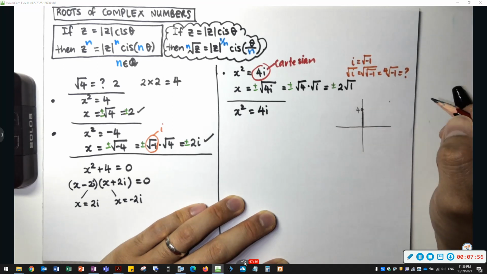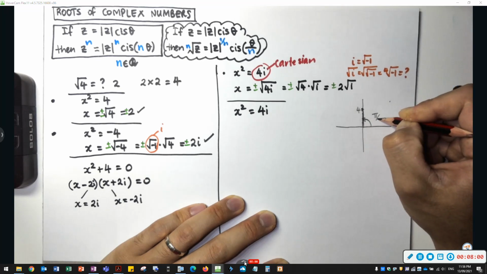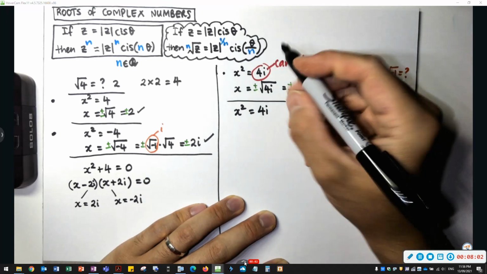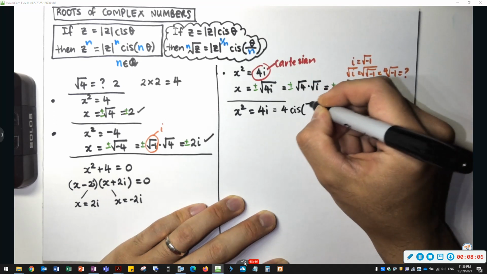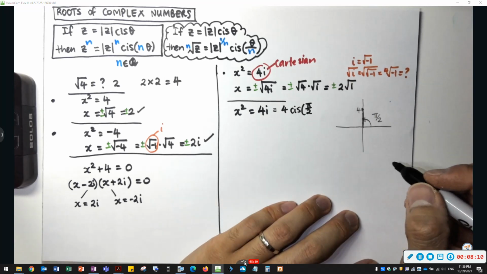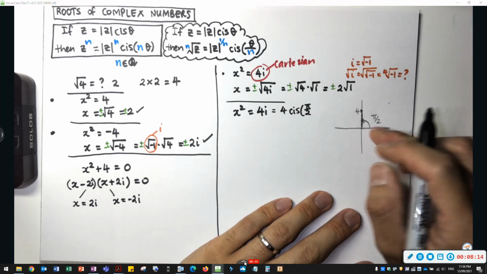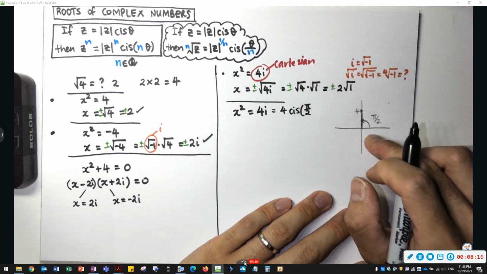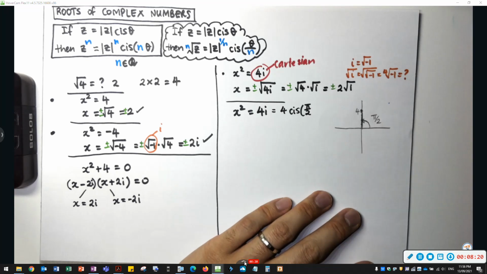So my modulus is 4, but my angle, or my argument there, is pi on 2. So I can write this as 4 cis pi on 2. Now, we're going to do something that's not expected. We're also going to add cycles of 360 to our angle. More about why this works later, but let's just go with this at this point in time.